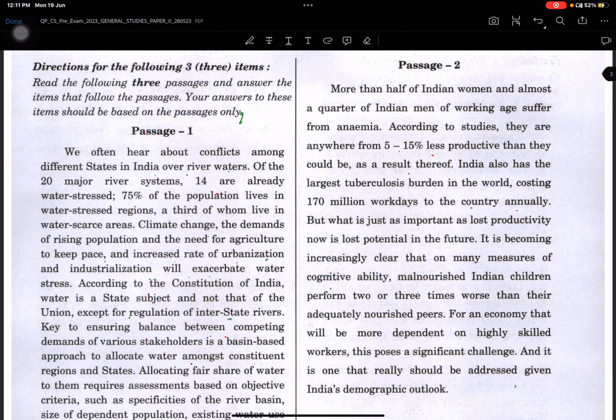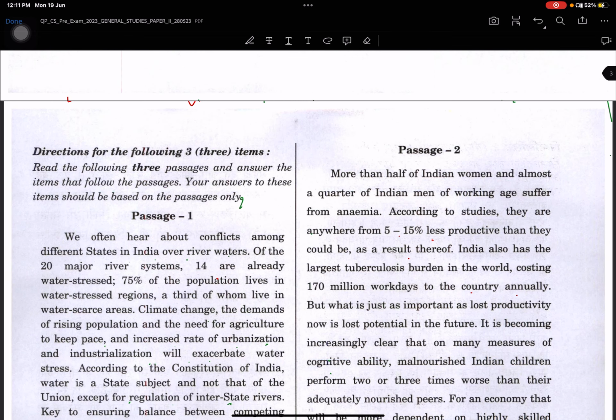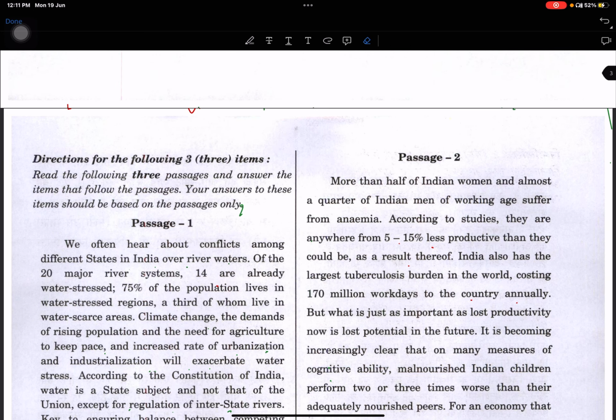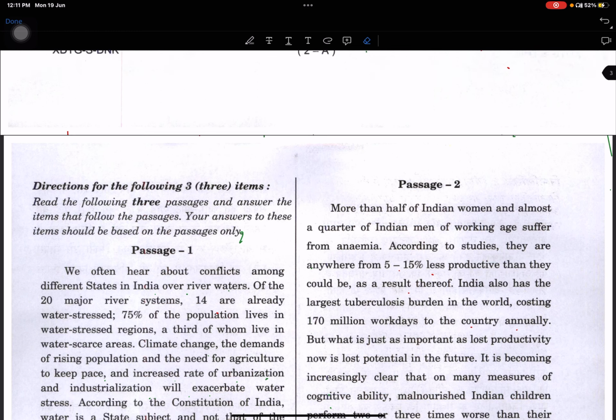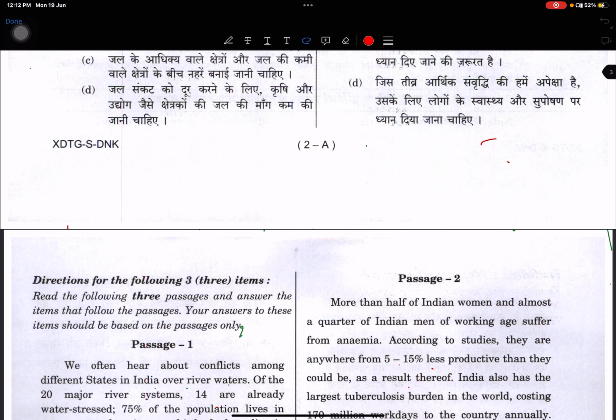Hello everyone. In this video, we are going to solve passage 2 of the CSE 2023 CSAT paper. If you have watched my first video, you have an idea that we are going to solve most of the passages of CSAT through a technique which will take less time and be easy to solve, an easier way to solve the question. The technique I have explained in the first video.